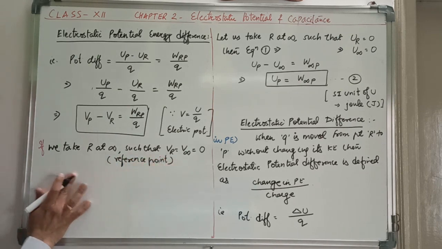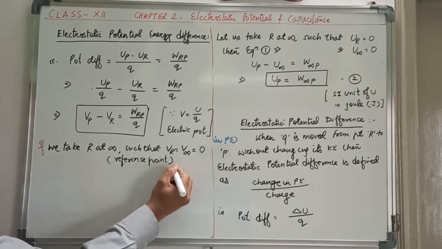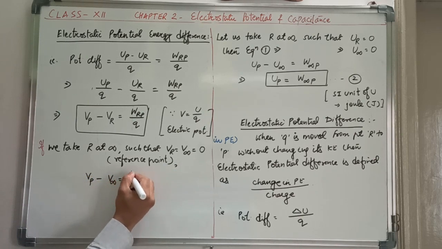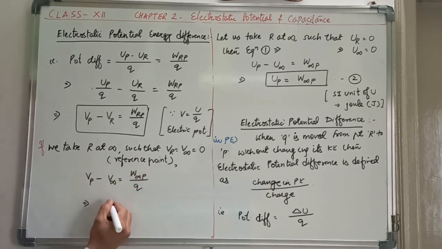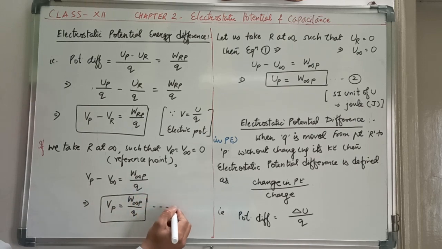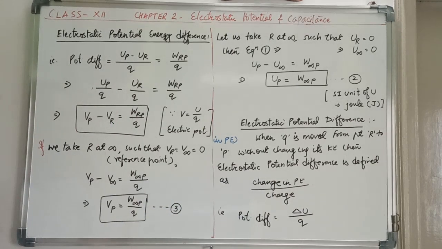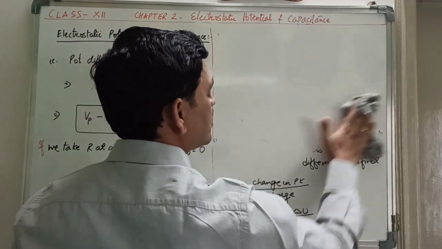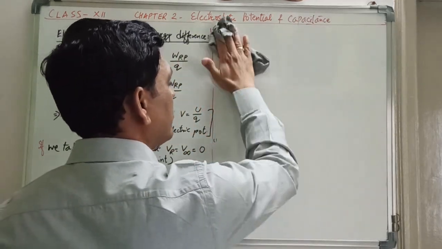Then this becomes Vp minus V infinity is equal to W infinity upon Q, and this becomes Vp is equal to W infinity upon Q. This is the definition of electric potential at a given point P. So how do we define this electric potential now? From here you can give the definition of the electric potential at a given point.